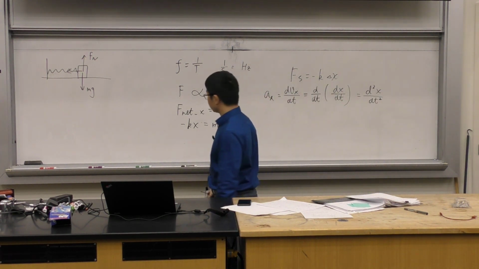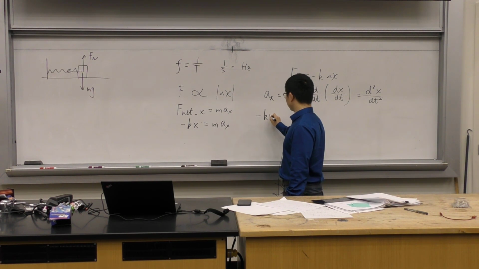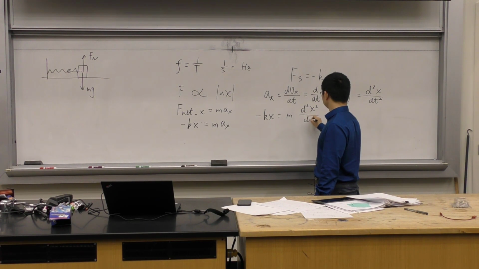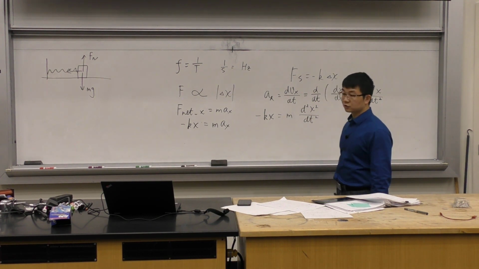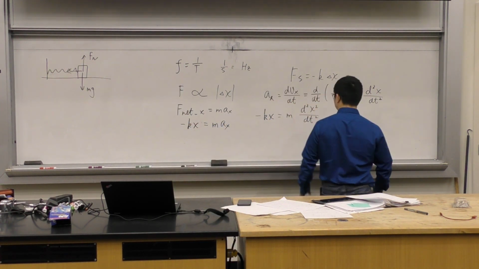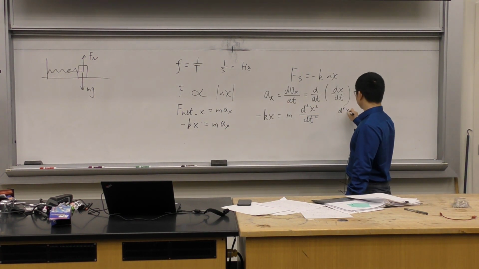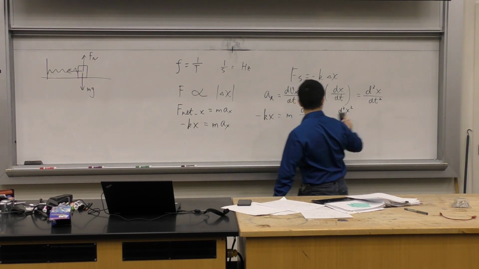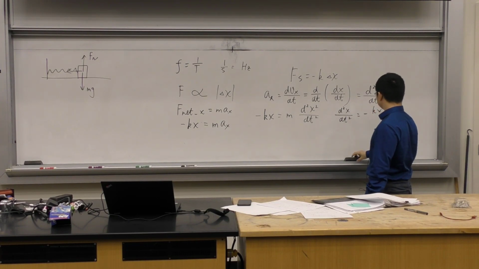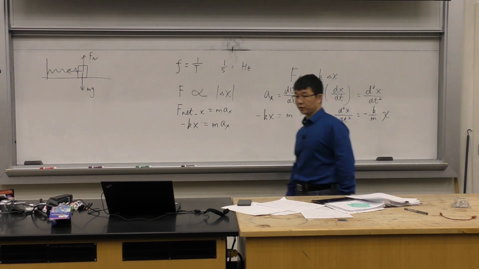All right, so now you substitute into this equation. You get negative kx equals m times this second derivative. You can actually solve this equation. This is just going to be a differential equation. You rearrange it a little bit, and you will get this, right? So d squared x over dt squared, now I'm going to put this thing on the left, equals negative k over m times x. If you rearrange that, you will get that.